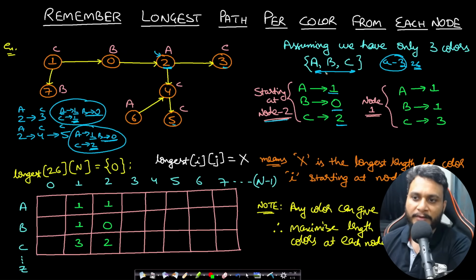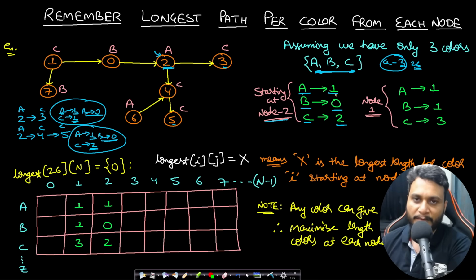That means if all possible colors are only ABC, which is what I'm assuming, then at a particular node I have to store, if you follow any directed path without a cycle, the maximum number of times a color can occur, and this is that answer.